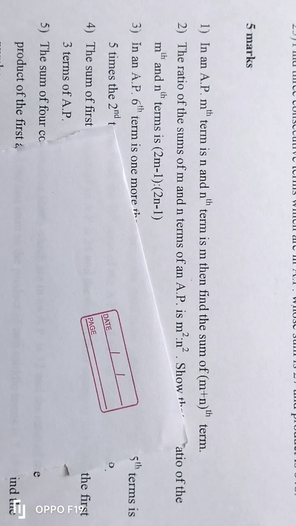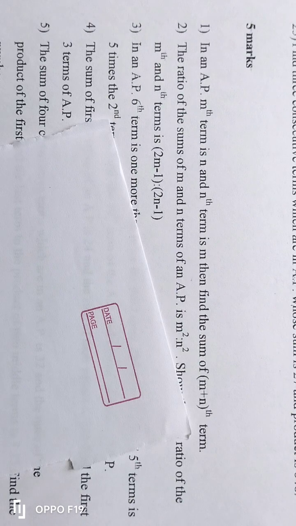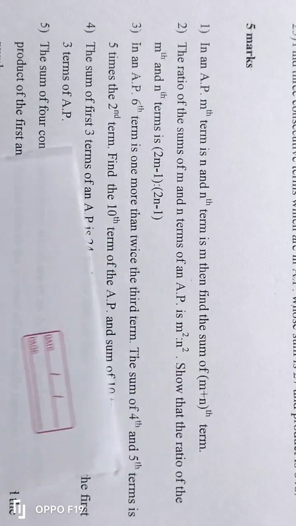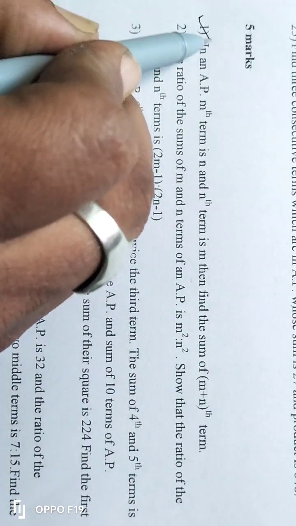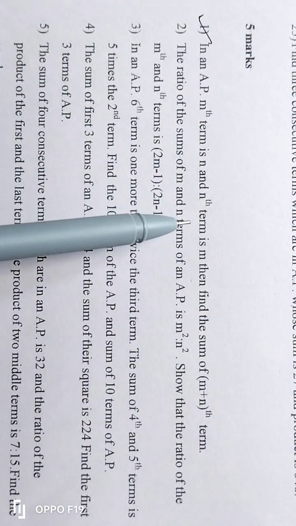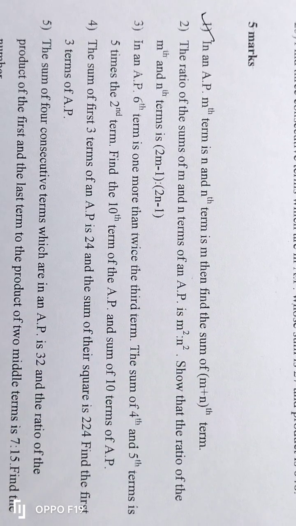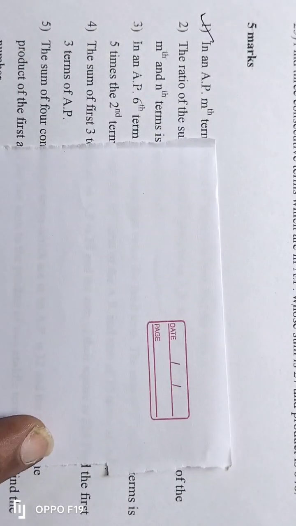Hi dear students, in this video let us solve 5 marks questions of arithmetic progression. The first question is: in an AP, the mth term is n and the nth term is m, then find the sum of the (m plus n)th term. So now let us solve this question.